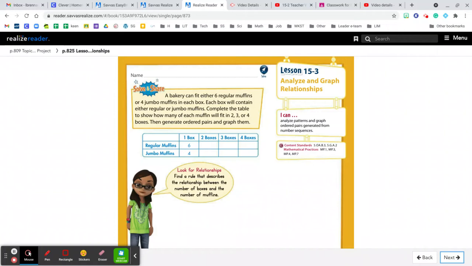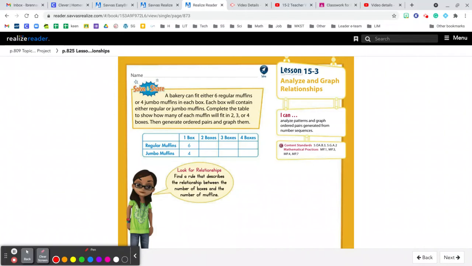A bakery can fit either 6 regular muffins or 4 jumbo muffins into each box. Each box will contain either regular or jumbo muffins, not combined. Complete the table to show how many of each muffin will fit in 2, 3, or 4 boxes. Then generate ordered pairs and graph them. So let's figure out our table first.